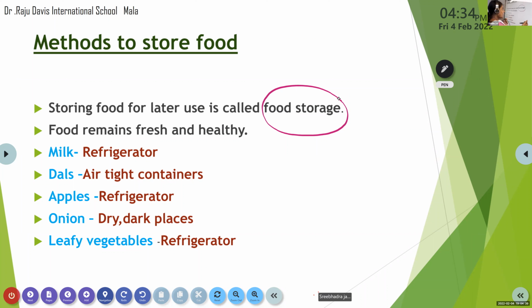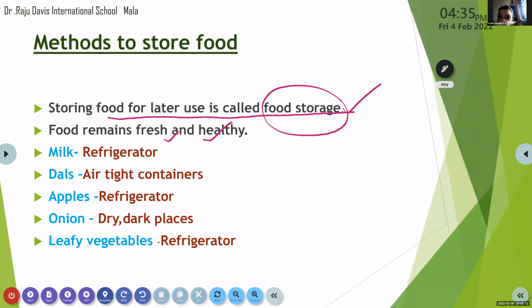What is the definition of food storage? Storing food for later use is called food storage. Okay, storing food for later use is called food storage. So when we store this food, the food stays fresh and healthy.